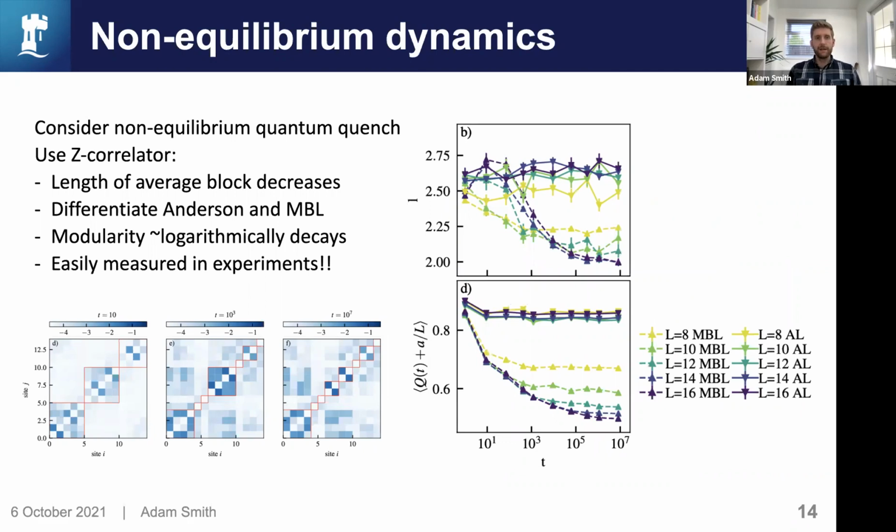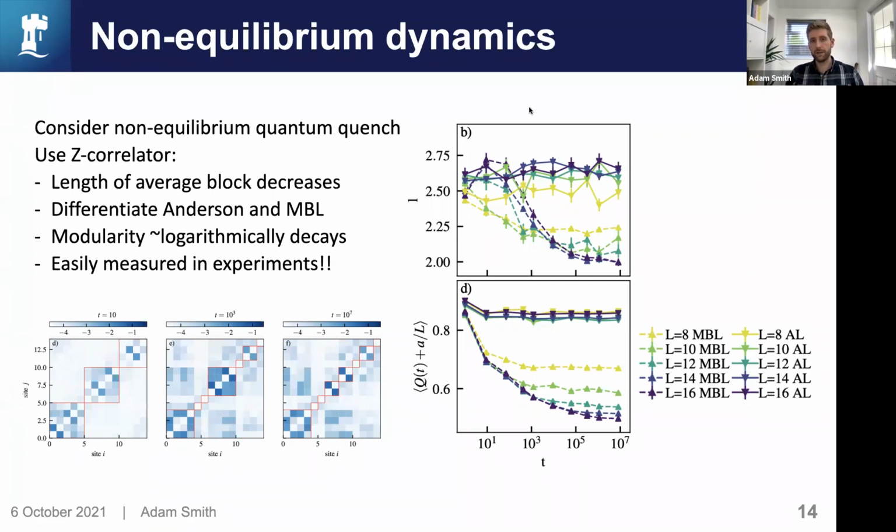So the next setting we look at is a quantum quench. We consider the system to be in some inhomogeneous configuration to begin with, and then we just let the system evolve under the Hamiltonian. What typically happens for an Anderson localized system is we get a growth of entanglement for short times, and then this stops and we have a constant amount of entanglement. For an MBL system, we have this fast growth to begin with, and then a slow logarithmic growth of entanglement entropy.